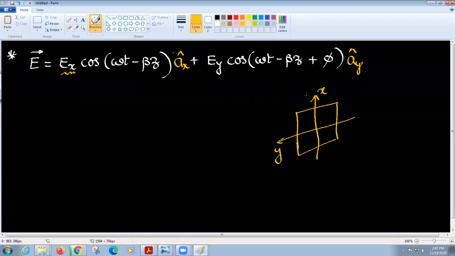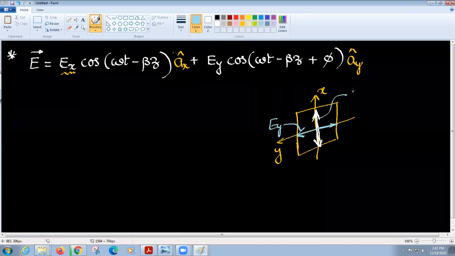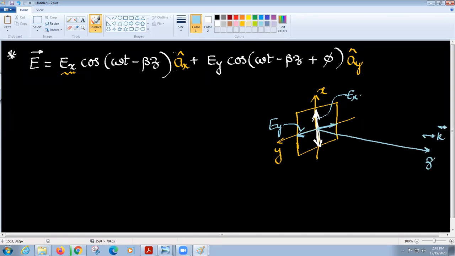I have my xy plane now. So my Ex is oscillating along the x-axis. This is my Ex oscillation along x, and my Ey is oscillating along y. So this is Ey and this is Ex. So now we take the transverse reduction.